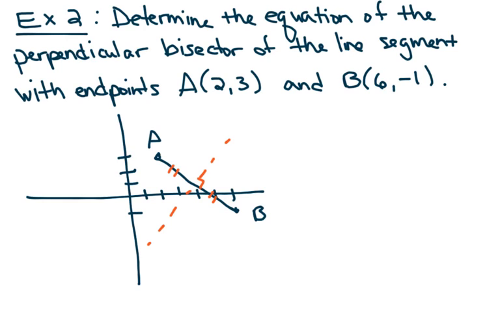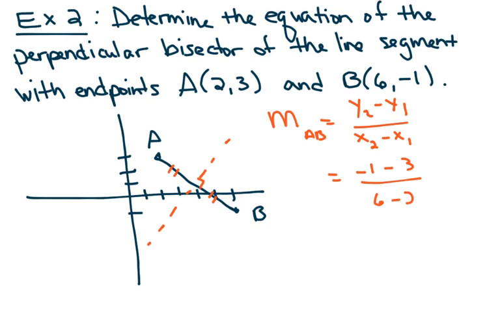All right, so I have to do a couple things. Number 1, I've got to find the slope of AB. How do you find the slope of AB? Well, the slope formula is y2 minus y1 over x2 minus x1. So, negative 1 minus 3 over 6 minus 2. So that's negative 4 over 4, which is negative 1. Yeah, that's a nice slope. That's easy.